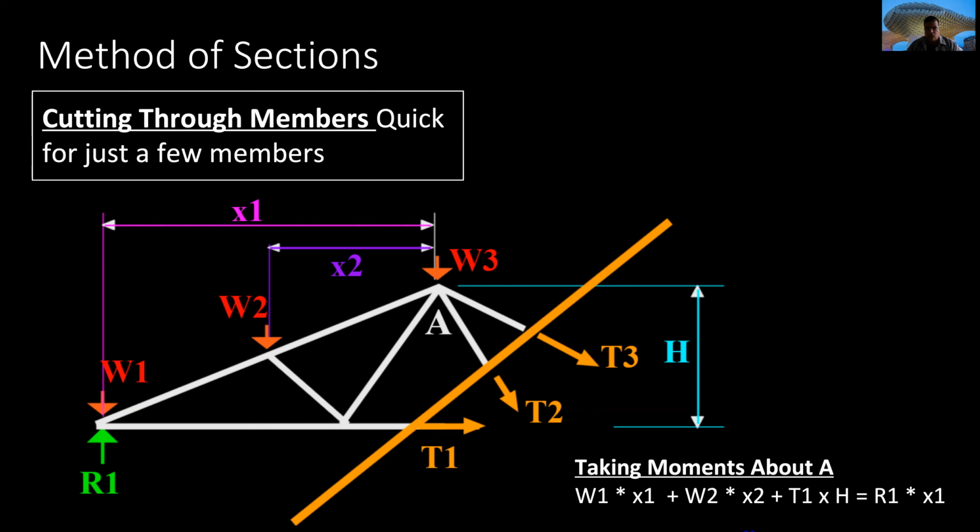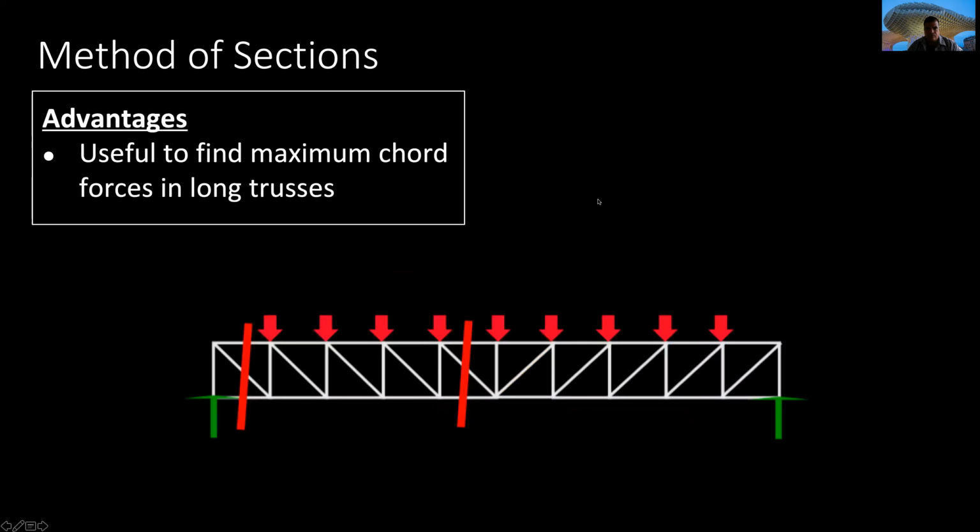Well, this is similar. We cut the beam with this yellow line, and when we cut, we see that on the right side there is T1, T2, and T3, three forces, and we can try to put all those forces together and using maths try to find which one of them is working. The advantage is that it will be very useful to find the maximum forces in long trusses.